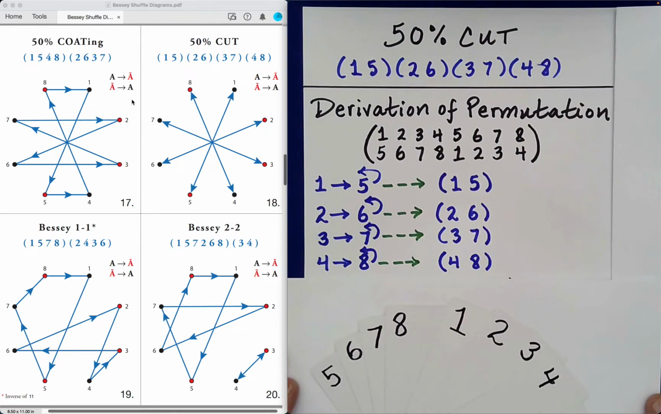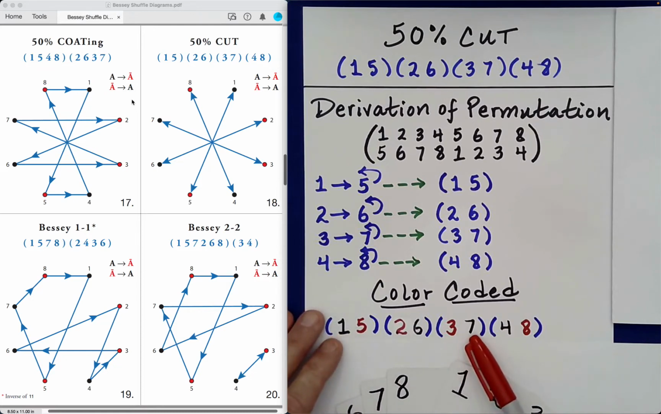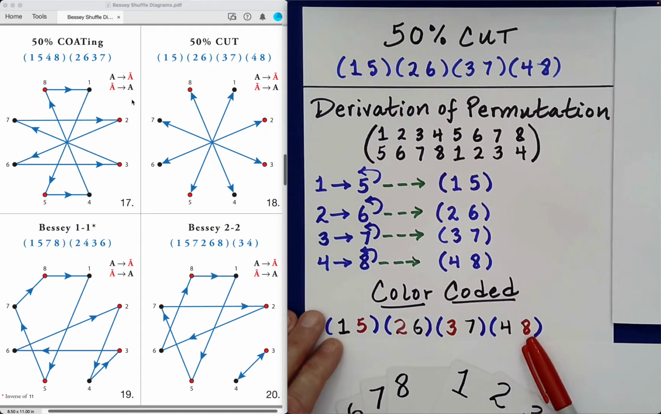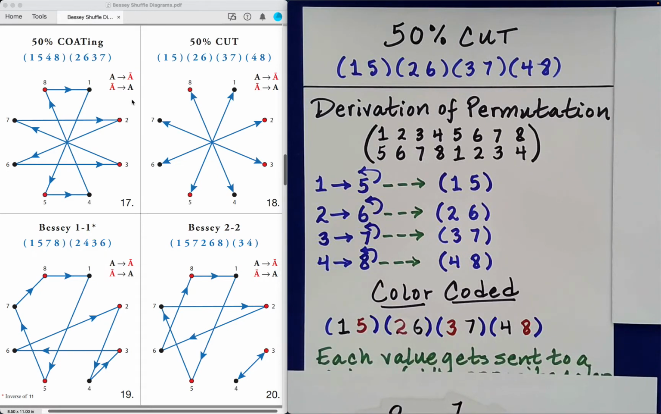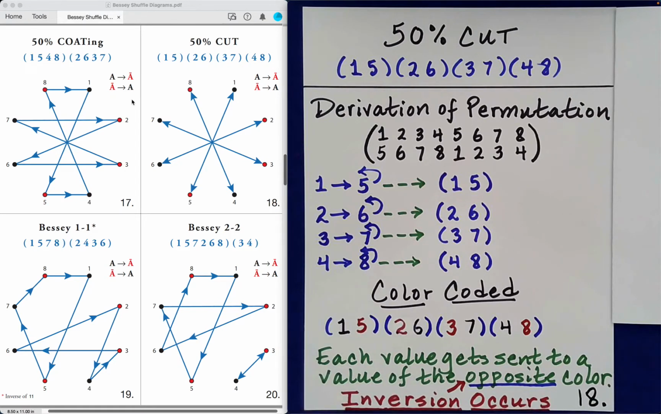Color coding the cycle notation of our permutation, we obtain the following. And we can readily see that inversion has occurred. So black 1 goes to red 5, which wraps around to black 1. Red 2 goes to black 6, which goes to red 2. Red 3 goes to black 7, which gets assigned to red 3. Black 4 goes to red 8, which gets assigned to black 4. So we have the following: each value gets sent to a value of the opposite color. And we know when that happens, inversion has occurred.